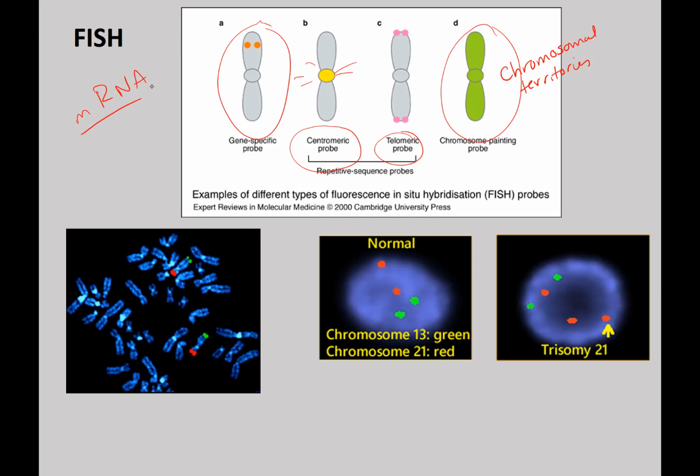Because of the way you have to do this, these cells would be dead. In order to get the probes in there, you have to denature some of the DNA. But again, you can see different colors are used to light up. Here in a genetic example, they're showing you that normally people have 2 chromosome 13s in green and 2 chromosome 21s in red. And this cell has trisomy, it has 3 chromosome 21s. So this would be a cell from a person with Down syndrome.